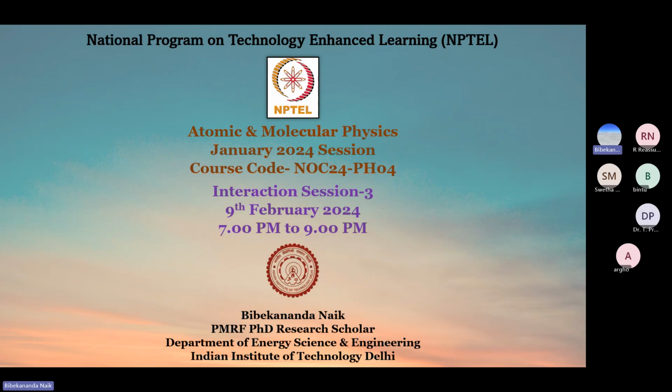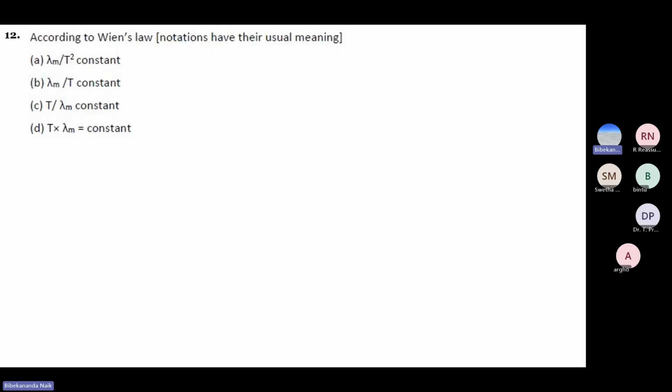So let's start with the first problem of the day. This problem says, according to Wien's law, where the notations have their usual meaning, which of the options will be correct? Option A is lambda m divided by T square is constant. Option B, lambda m by T is constant. Option C, T by lambda m is constant. And option D is T into lambda m is constant.